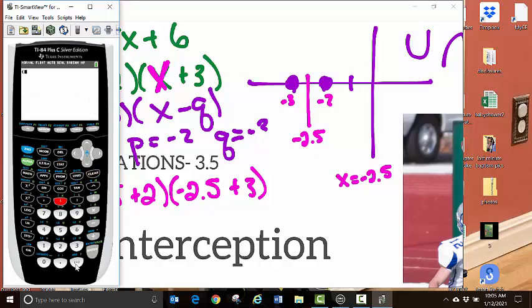Okay, parenthesis, negative 2.5 plus 2 times negative 2.5 plus 3. And I get negative 0.25. So my vertex is actually about right here. If this is -1, it's about right here. So it's going to look like that.